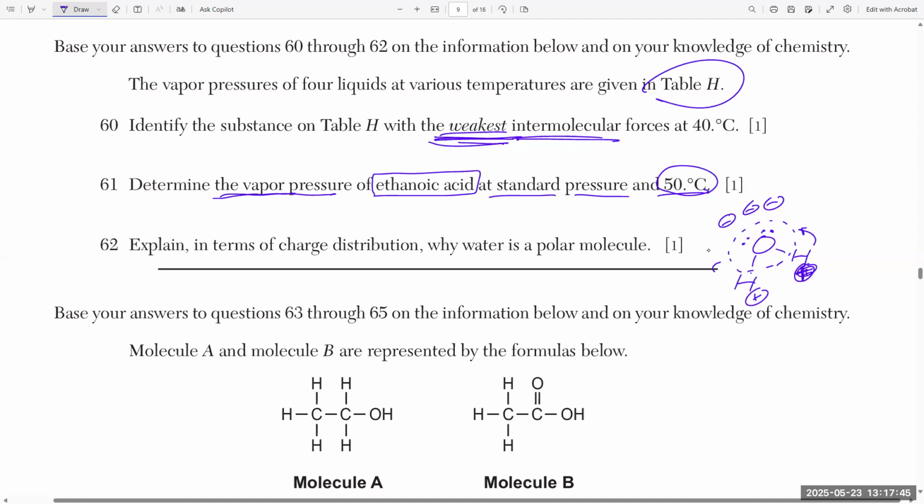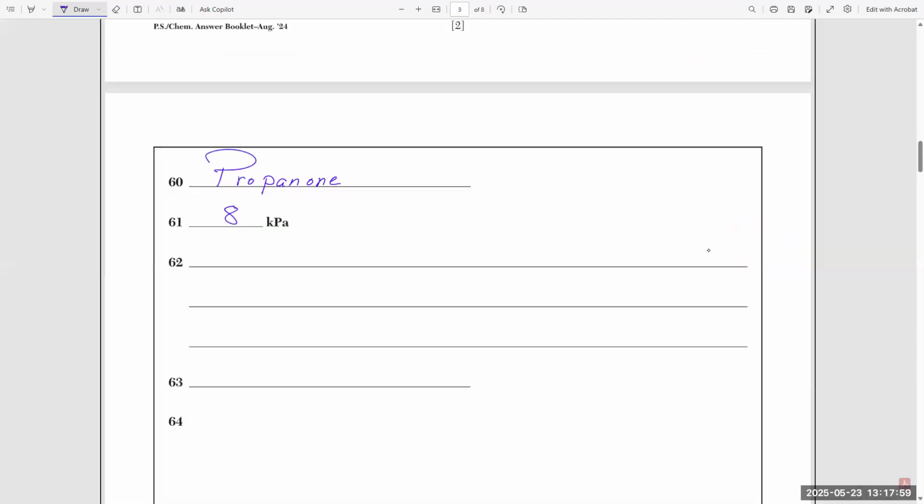The other way to remember is that it looks like a Mickey Mouse. Just know that Mickey Mouse's ears are positive, while Mickey Mouse's face is more negative. All right, so why is water a polar molecule? Well, easy. We just said what?